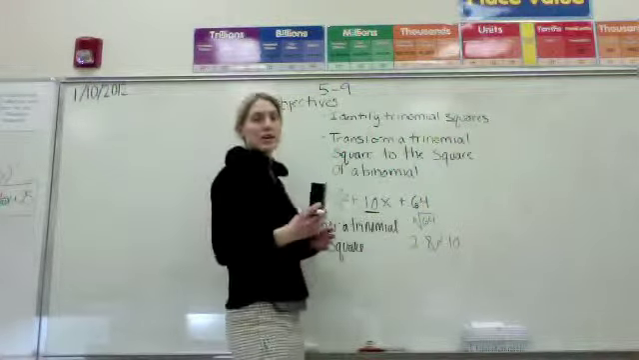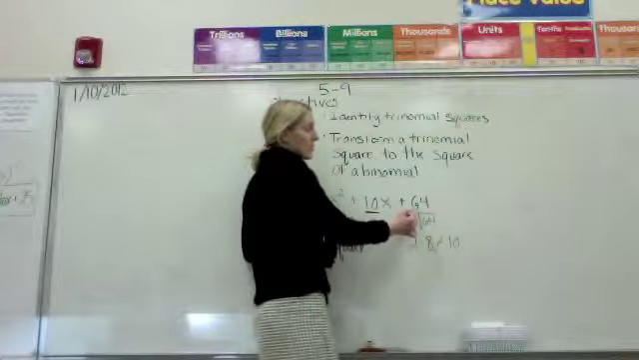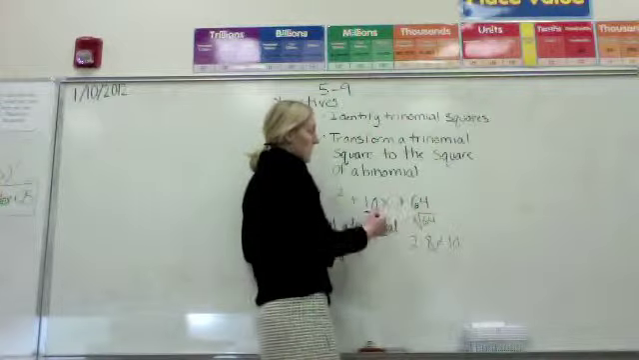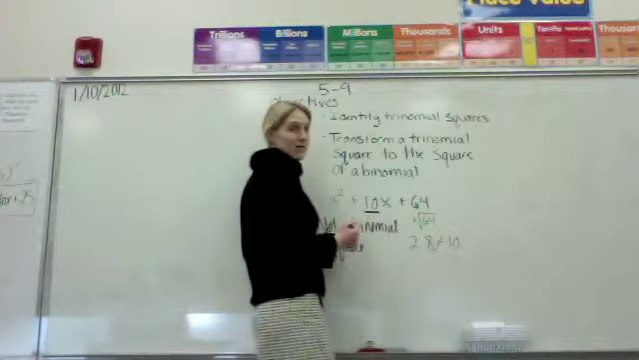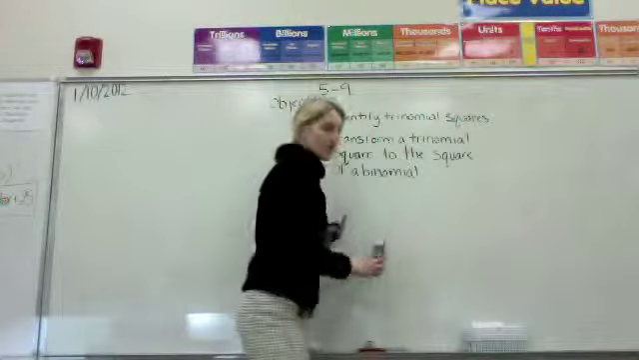In order for it to be a trinomial square, when you take the square root of the third term and multiply it by 2, you should get the coefficient of the second term. Let's look at one more that is a trinomial square.